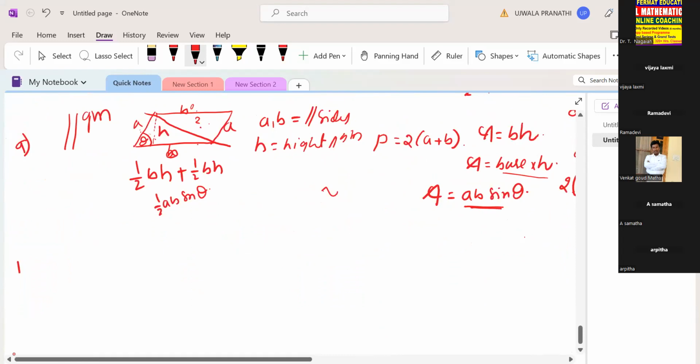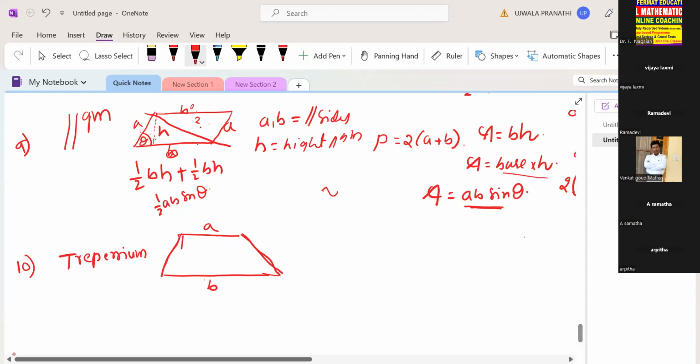Tenth one, trapezium. In a quadrilateral, if any one pair of sides are parallel, then it is called a trapezium. So this is the pair. These two are parallel, then it is called a trapezium. These are the non-parallel sides. So if this is A, this is B.